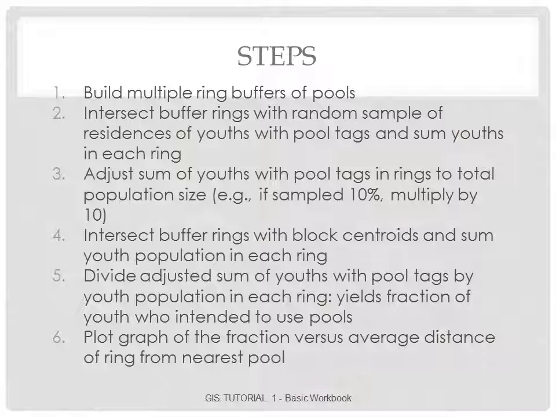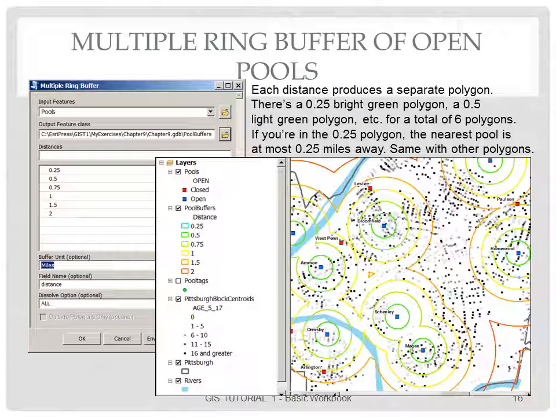So the steps. 1. Build a multiple ring buffer of pools. 2. Intersect buffer rings with a random sample of residences of youths with pool tags and sum the youths in each ring. 3. Adjust the sum of youths with pool tags in the rings to total the population size. And this is the result.